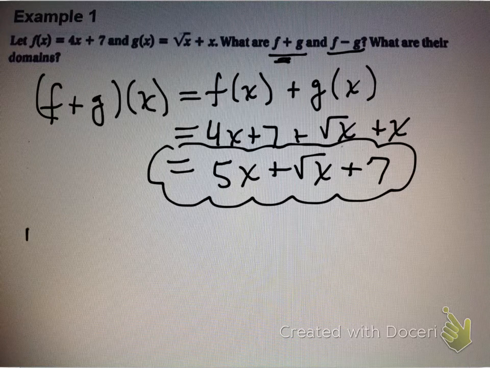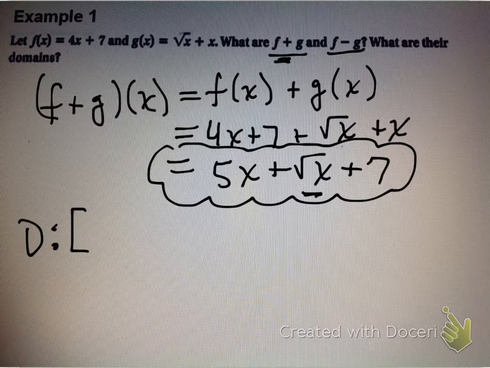We now need to tell what the domain is. The things to check and be careful of with the domain are we don't want negative square roots, we don't want to be dividing by 0, and in the future we don't like logs. I notice it's the square root of x. We just said that we don't want negative square roots, so our domain has to be all positive real numbers. So it's going to be the interval from 0 to positive infinity.